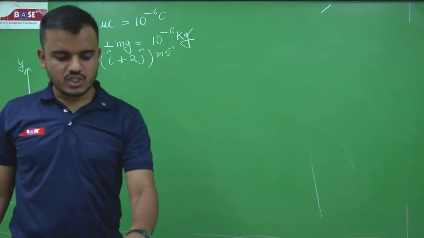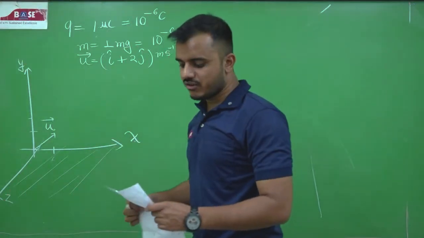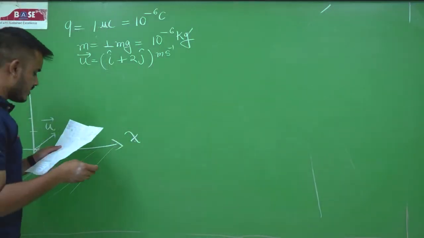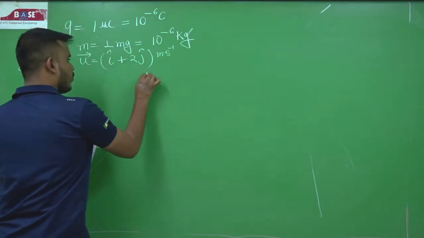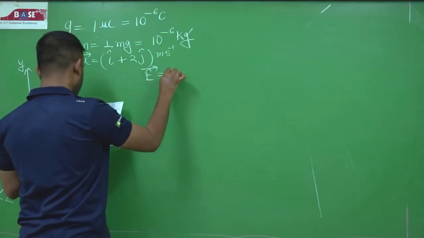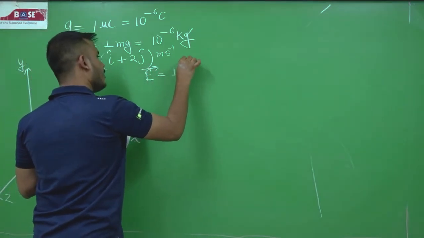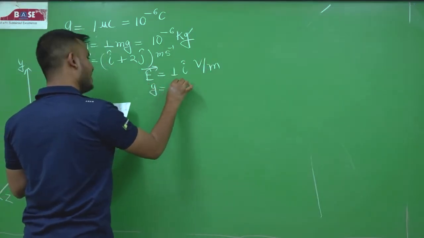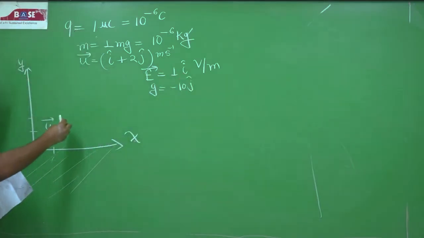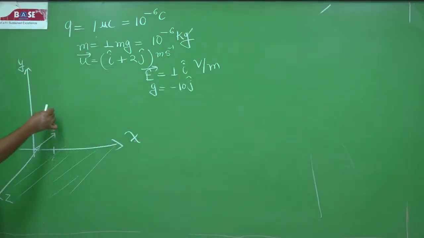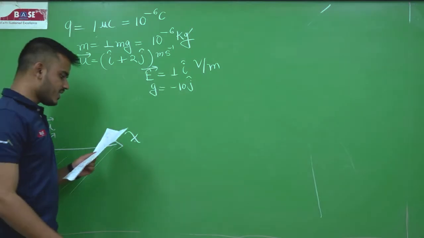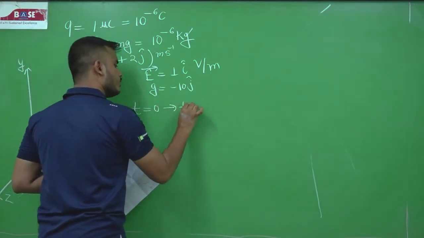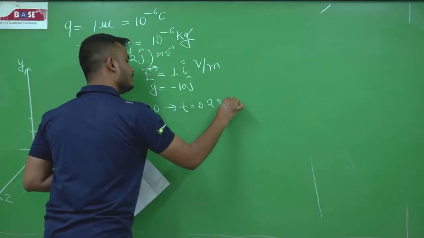Now what is going on here? Initially only the electric field is acting, and the gravitational field is acting for the complete motion. For 0 to 0.2 second, the electric field is given as E equal to 1 i cap volt per meter, and the gravitational field we can take as minus 10 j cap. The electric field is in the plus direction, and the gravitational field is acting downward, minus 10 j cap. First we will analyze from t equal to 0 to t equal to 0.2 second.